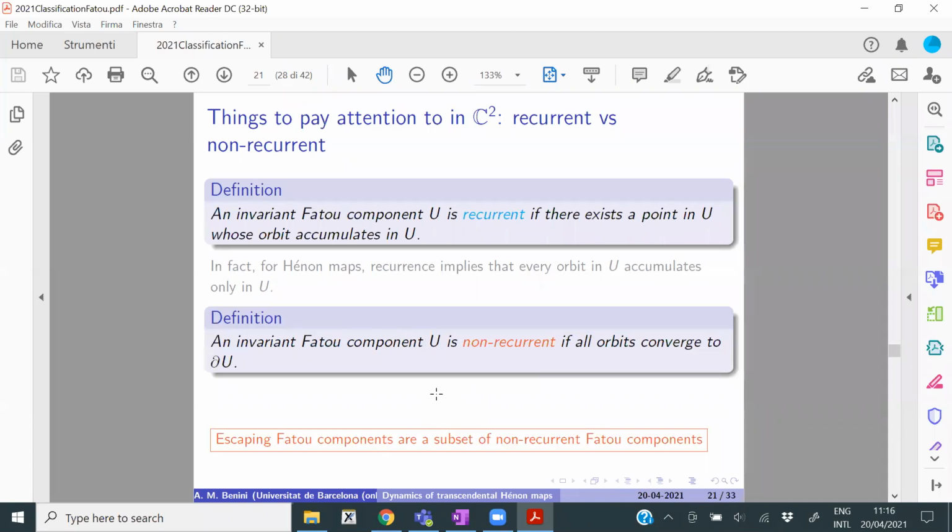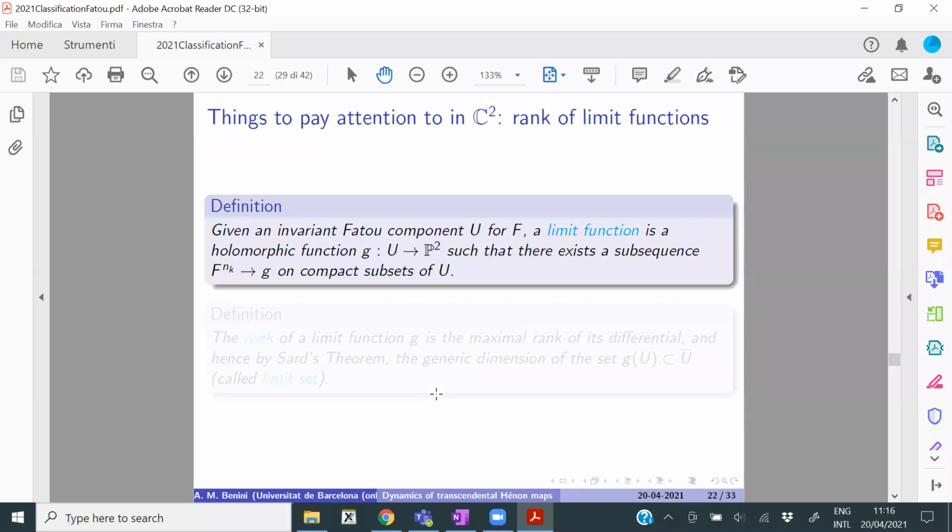Instead of converging just to the boundary of your manifold, you literally converge to the boundary of your space. Another thing you should really pay attention to when you are in C2 is the rank of the limit function. So we have our Fatou components.